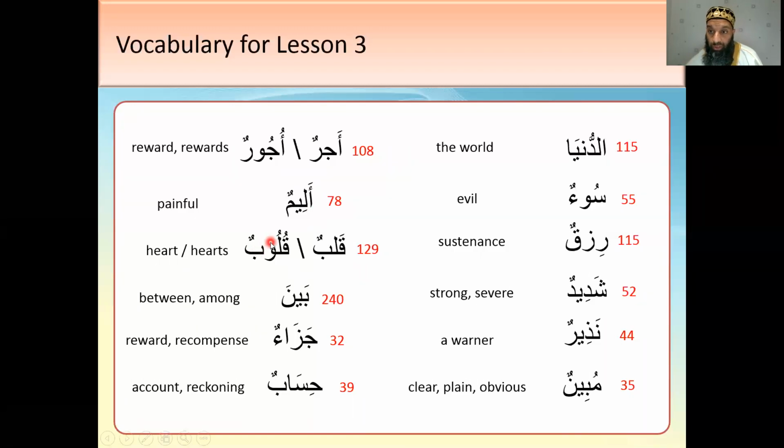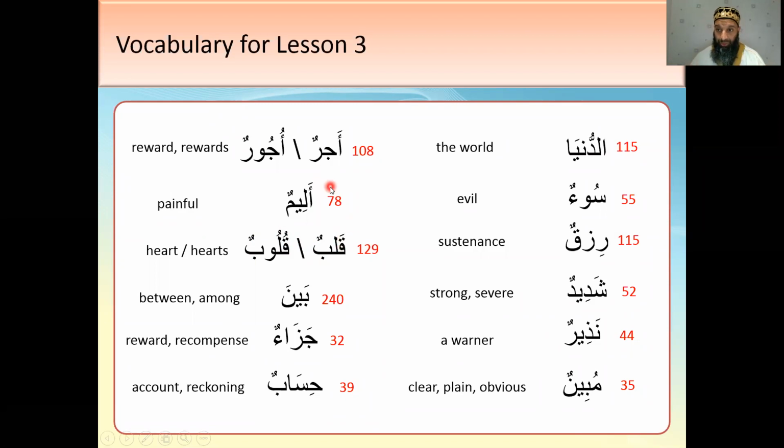Qalbun, qulubun. Another broken plural here. Qalb is the heart. So you have to be careful. Qalbun is heart. Kalbun with a kaf is a dog. Qalbun with a qaf with the 2 dots, that is heart.